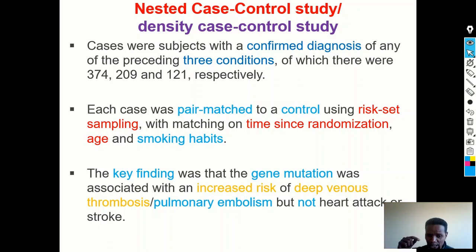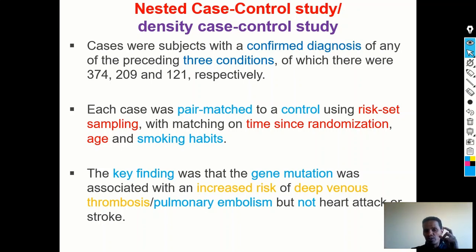The key finding was that the gene mutation was associated with an increased risk of deep vein thrombosis, but not heart attack or stroke. So the gene mutation was found to be associated with an increased risk of developing deep vein thrombosis, but not heart attack or stroke. That is the finding reported from the nested case control study design.